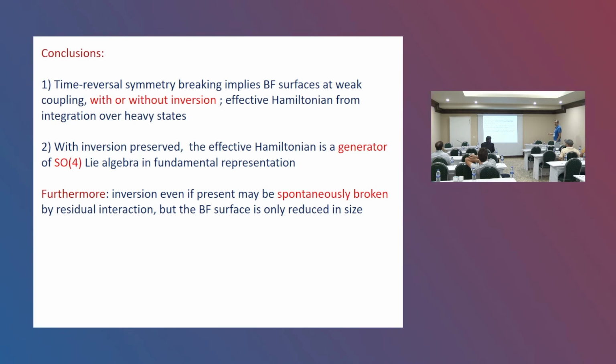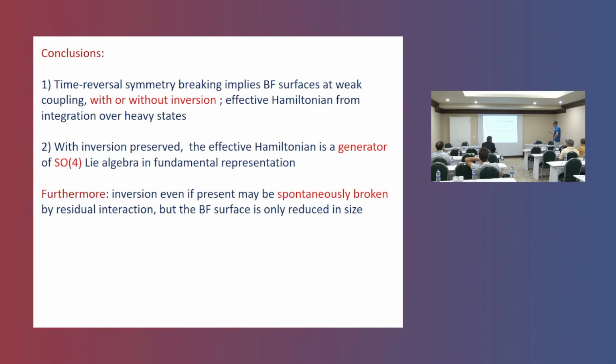But inversion is actually not essential for this to happen, as we thought before. When inversion is preserved, if you look at the original problem, we see that the effective Hamiltonian, which is now just a 4×4 matrix, is in fact a generator of the SO4 algebra, about which we know everything. Without any calculation, we can immediately see why, and when, there are Bogoliubov-Fermi surfaces; it is essentially related to the structure of the SO4.